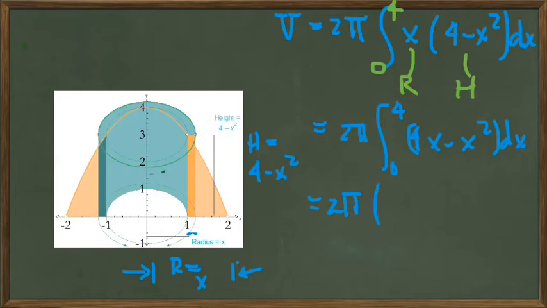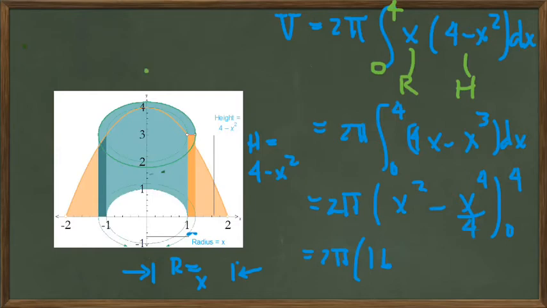4x integrates to x squared, and the x squared integrates to x cubed over 3. We plug in the values 0 to 4. Excuse me, when we distribute this should have been x cubed here, and so when we integrate this we get x to the 4th over 4. And so we get 2 pi times 16. Sorry, there's another mistake I need to fix.